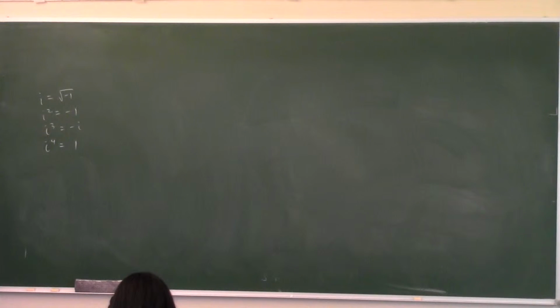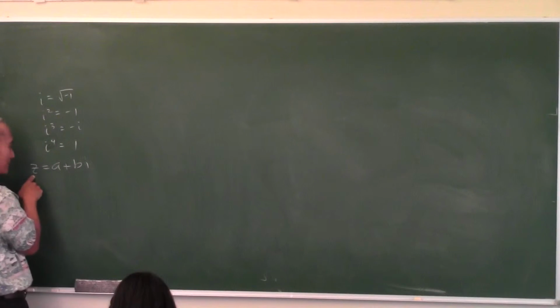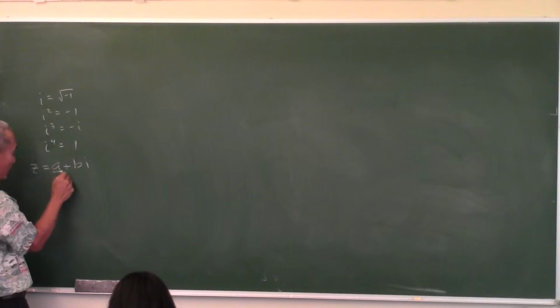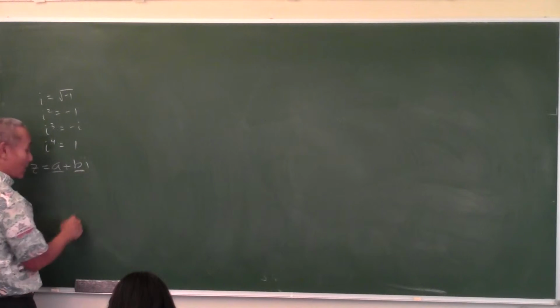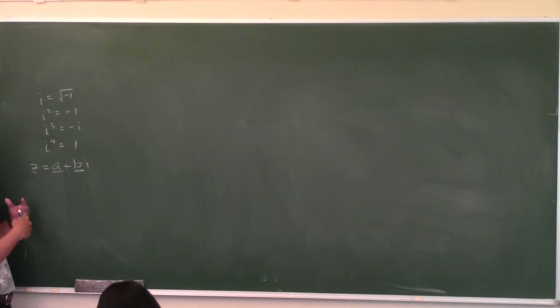Remember that? So a complex number is a number that can be written in the form a plus bi. Usually we denote complex numbers with the letter z. This is called the real part. This is called the imaginary part. Now, when you first learned it in Algebra 2, they just told you this is a complex number, but they really didn't tell you what it is.